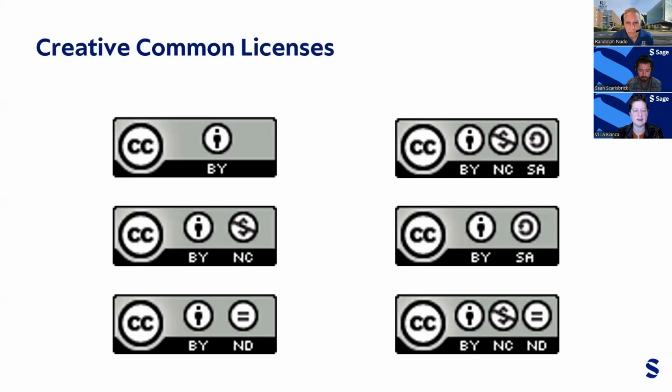And then finally, CC BY-SA. SA stands for share alike. So if you remix, transform, or build upon the material, you must distribute your contributions under the same license as the original. This is basically the golden rule of publishing.